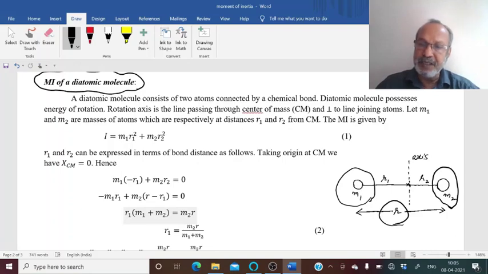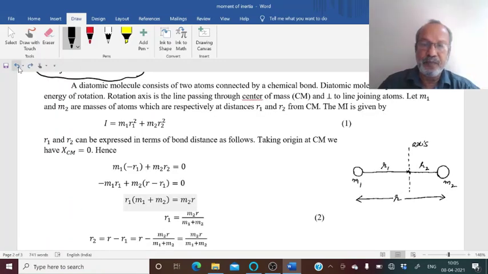and suppose this is the rotation axis which is passing through the center of mass and it is perpendicular to the bond. So this is a system of two particles, and the moment of inertia will be given by sigma m r square. So m1 into r1 square plus m2 into r2 square, that is written here. Next we will express r1 and r2 in terms of the bond length r.